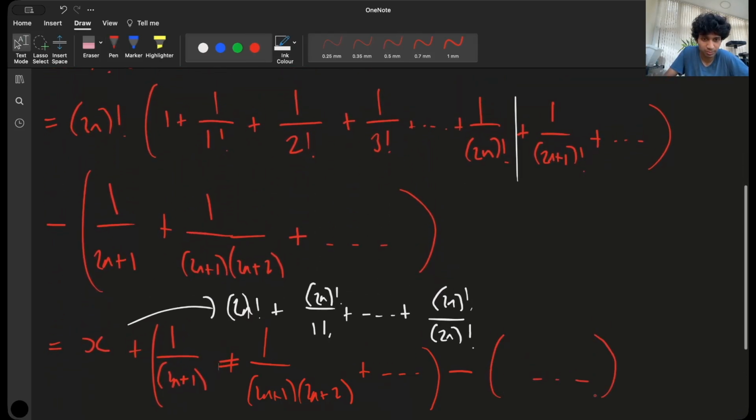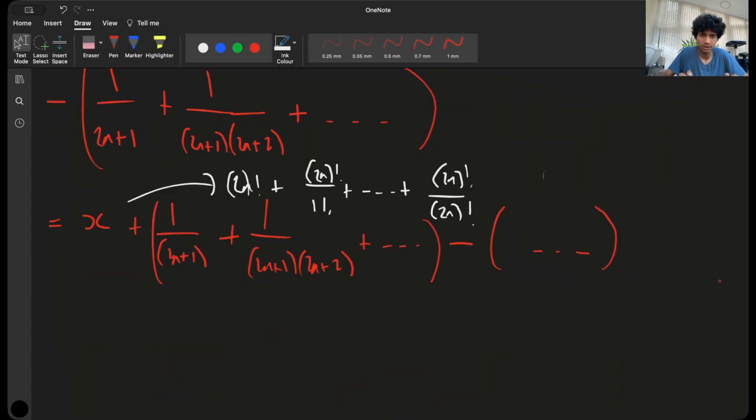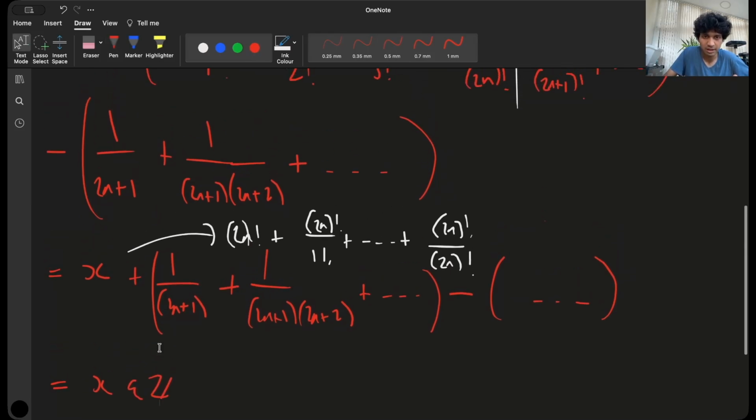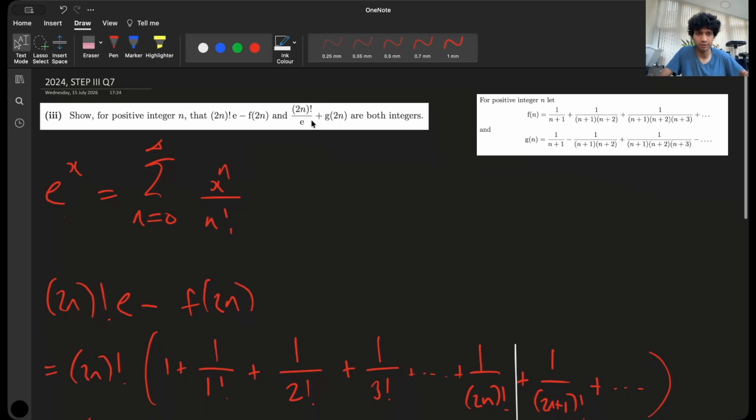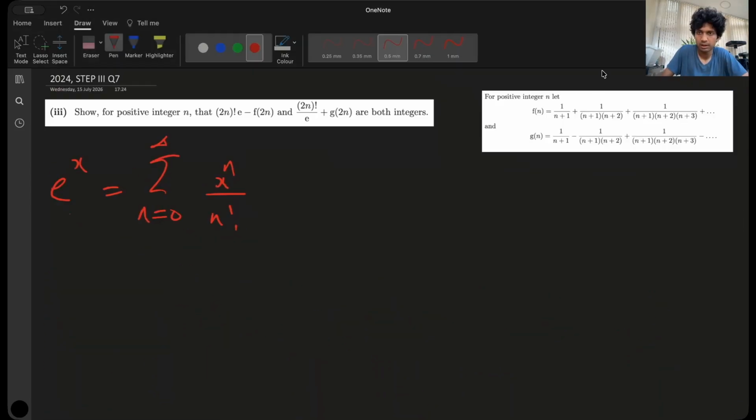Yeah, sorry about that. So this is just equal to our quantity x, which is indeed an integer. And then there's a similar argument that we're going to do for the term involving g. I will write it out just for the sake of completeness, and also just to make sure it's really clear what we're doing. So here we have 1 over e instead, which is of course e to the minus 1.